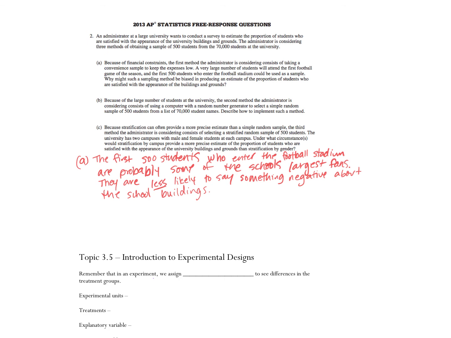As long as you're talking about a plausible reason as to why they are different and how it influences that variable of interest. Yeah. I was saying something like, the football players would get to the stadium first, would that be something different? If you said the football players are going to get there first, they obviously love their university, so they're more likely to say something nice. That would be fine. Everybody good?